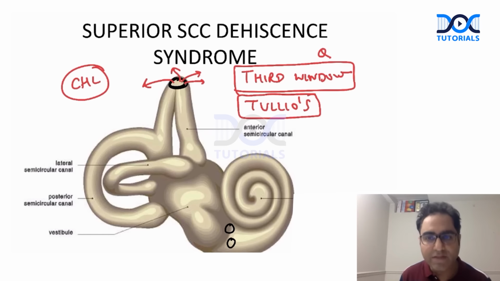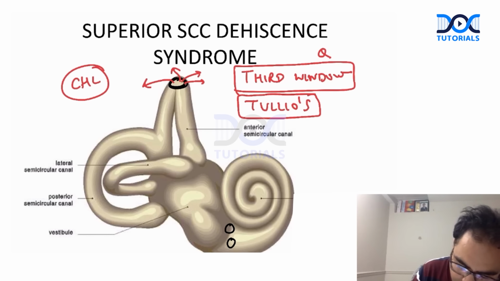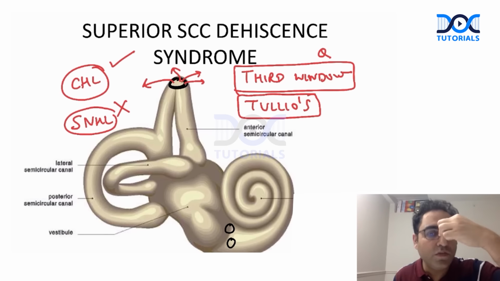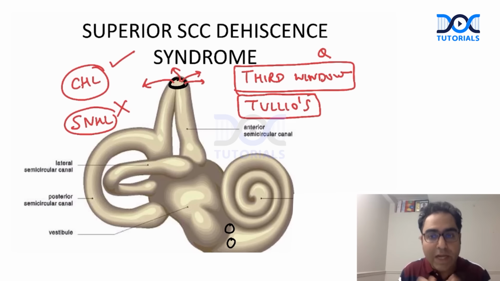Does this patient have SNHL or CHL? The patient does not have SNHL. The patient has conductive hearing loss. And the patient will also sometimes give a history of vertigo on blowing the nose. Patient says, doctor, when I blow the nose very forcefully, I get vertigo. Vertigo on blowing the nose is also a clue for superior canal dehiscence syndrome.